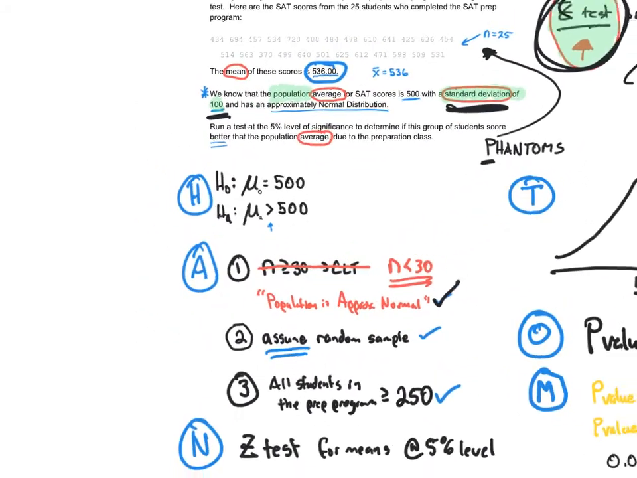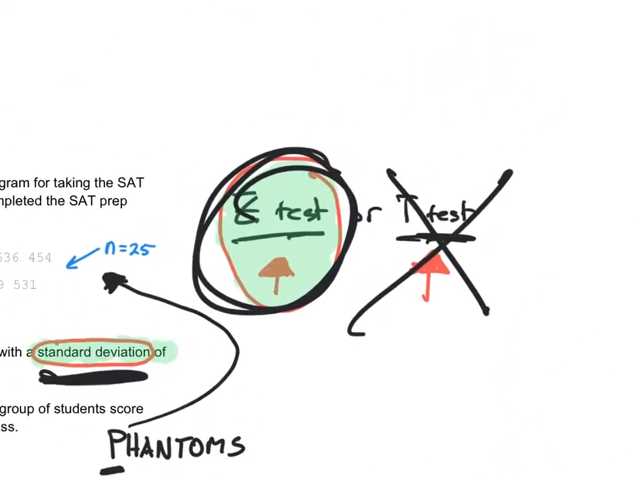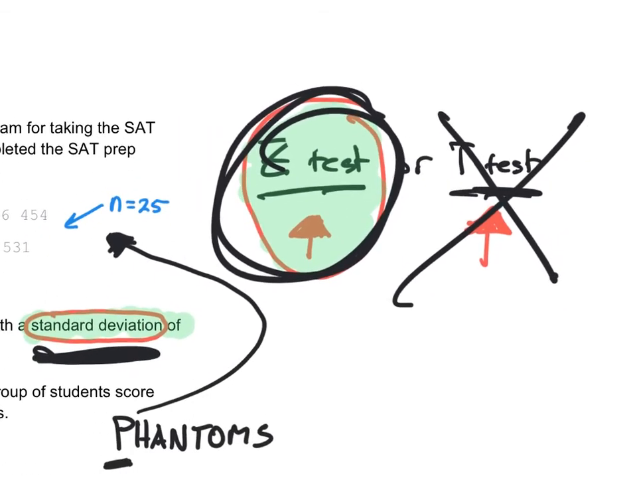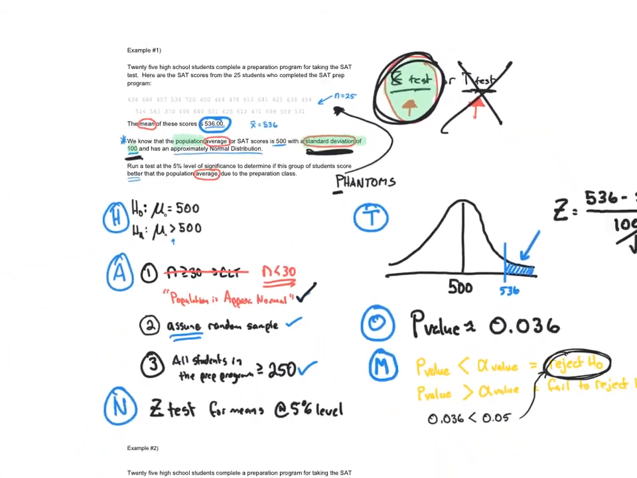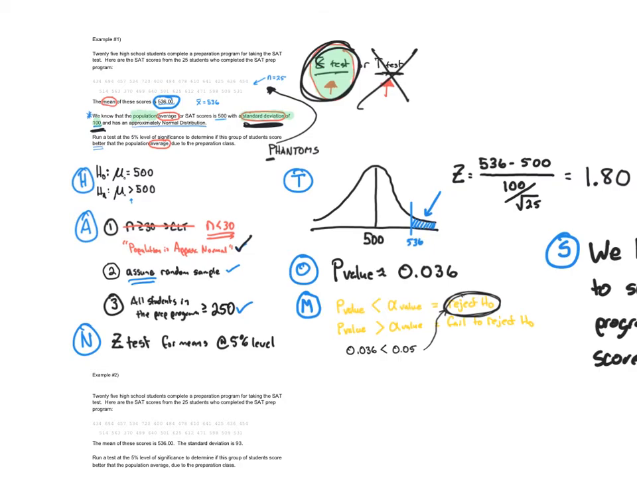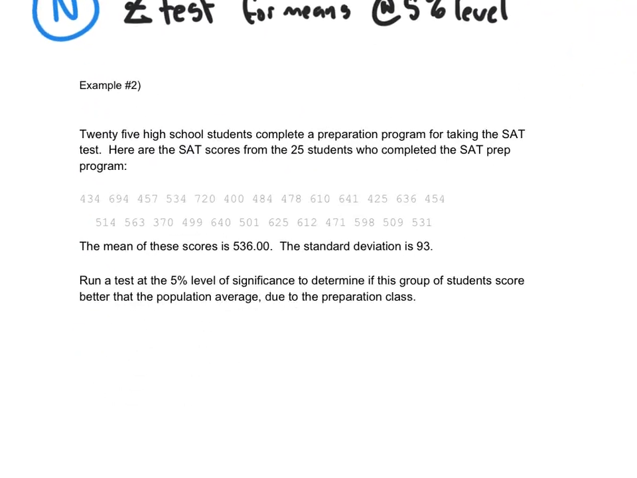So again, this all started though from identifying, am I doing a z-test or a t-test? All right, once I've identified it, run through PHANTOMS, and we got it. Okay, let's move to the next example.